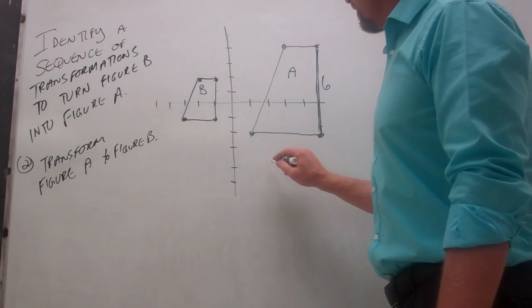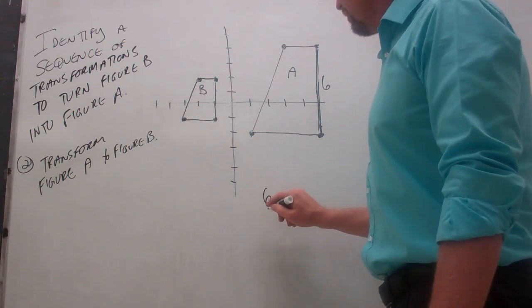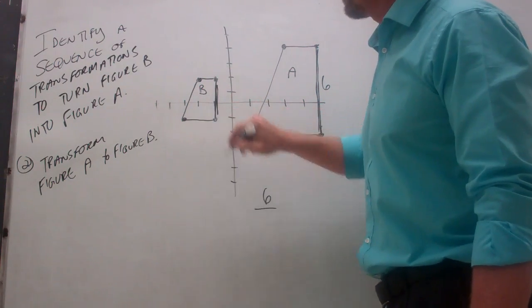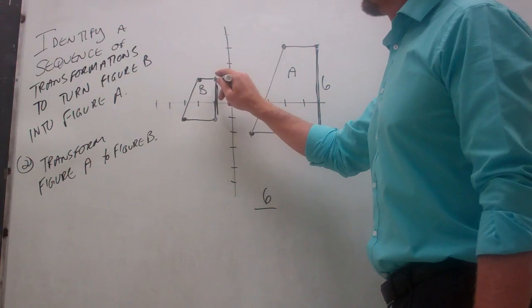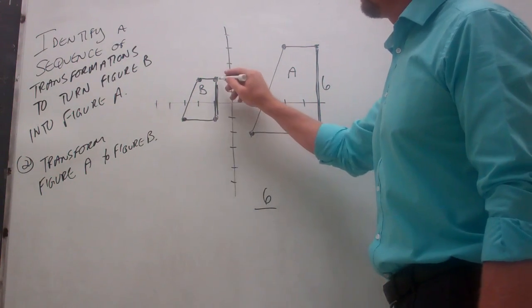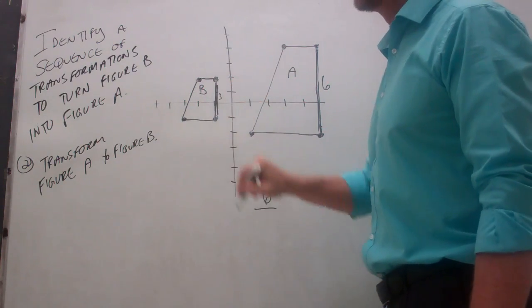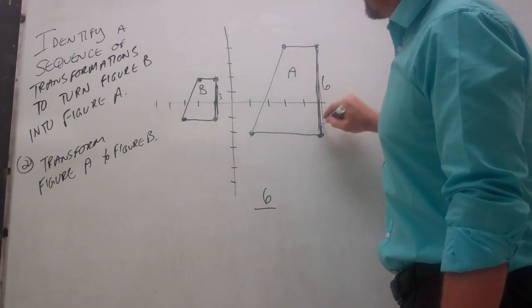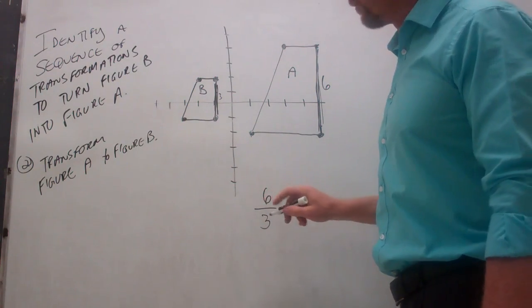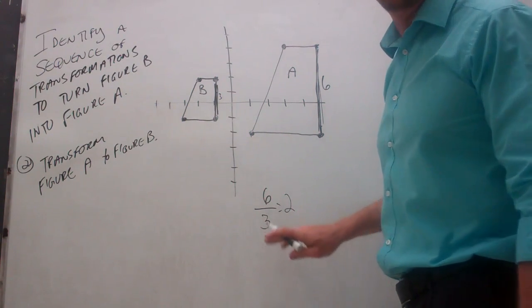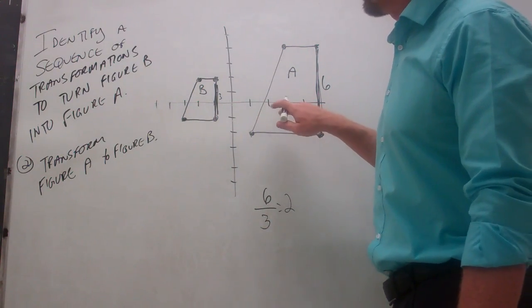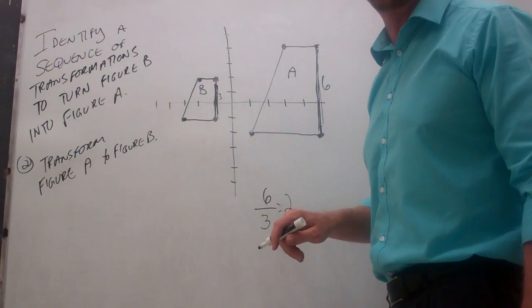And to make our ratio, it's going to be 6 over, and let's compare the corresponding side on trapezoid B. We're going from a y coordinate of 2 to a y coordinate of -1. That would be 1, 2, 3 units. Okay, so the corresponding side on A is 6 units, and the side on trapezoid B is 3. 6 over 3 equals 2. That is going to be your scale factor.